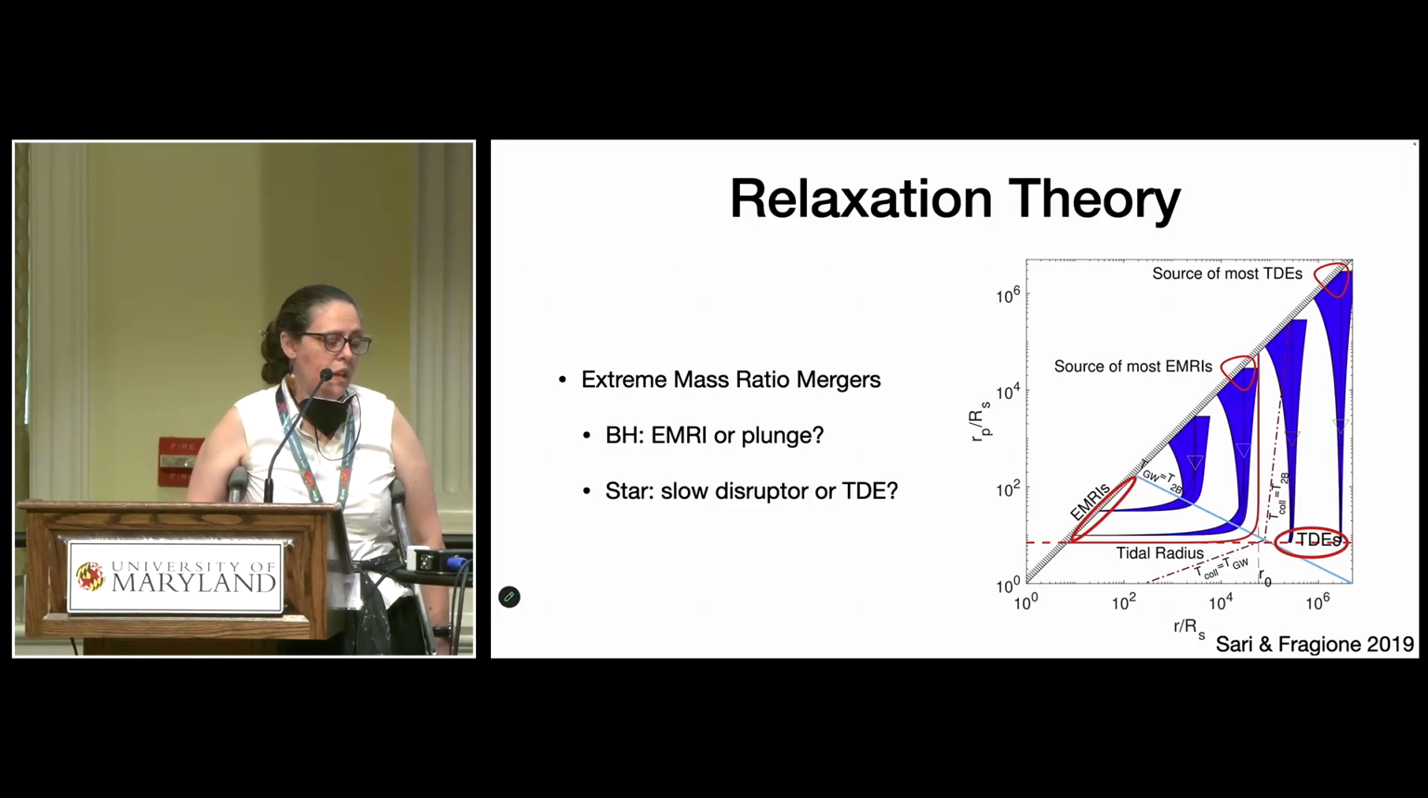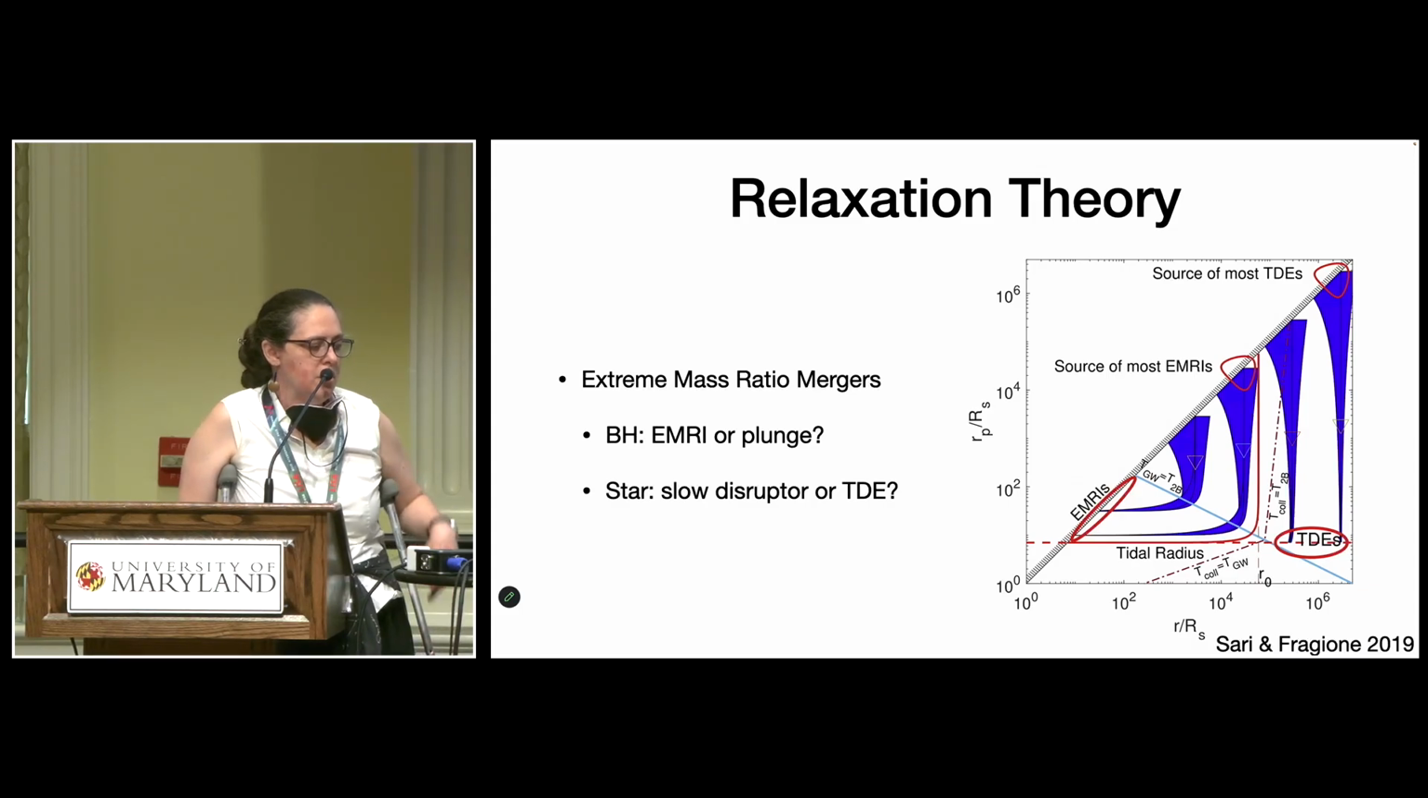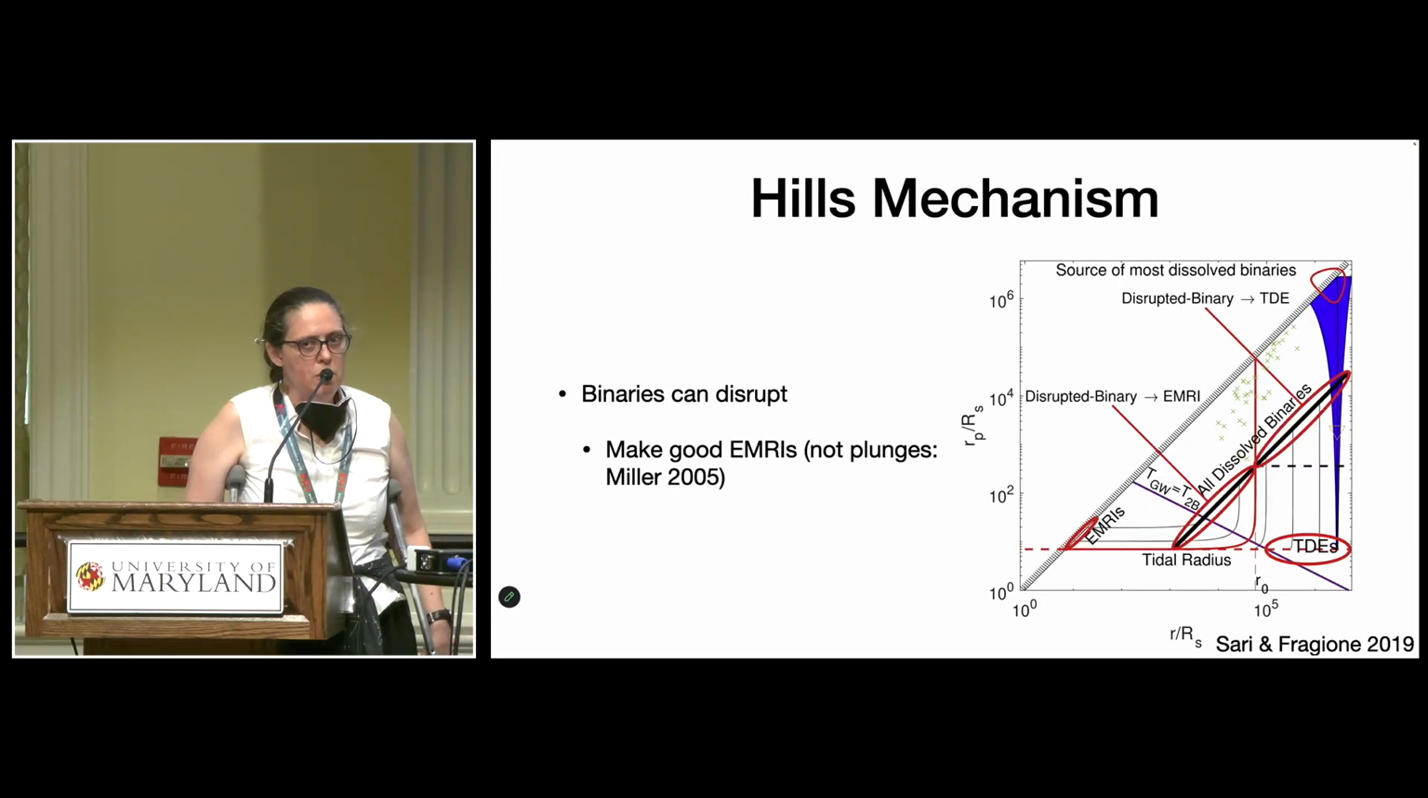So TDEs are more like plunges, which are the bad things from our perspective. You might imagine that there could be slow disruptors, but they have to come in on more circular orbits to start with. So this is one main mechanism, and it's the mechanism that a lot of people spend a lot of time considering. There's also another mechanism.